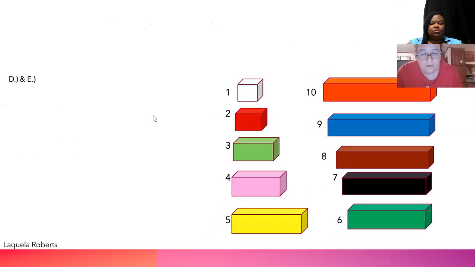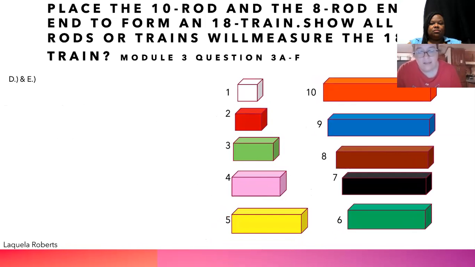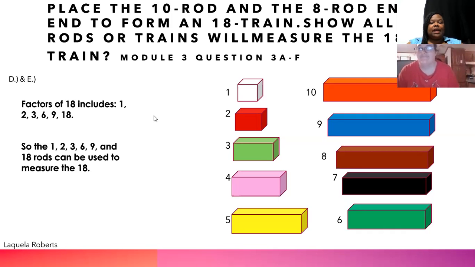Oh wait, wrong one. Place the 10 rod and the 8 rod end to end to form an 18 train. Show all the rods or trains that will measure the 18. Recall that a train is formed when one or more rods are placed end to end. Here we go. So as you can see, the factors of 18 include 1, 2, 3, 6, 9, and 18.